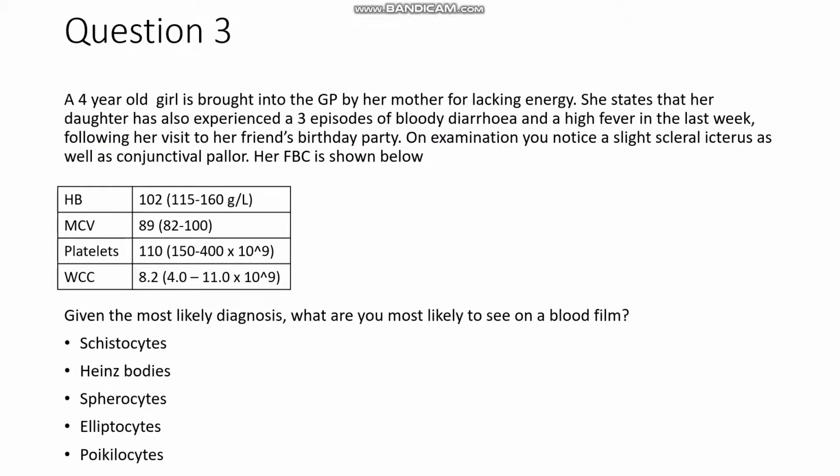So now we have a 4-year-old girl who was brought into the GP by her mother for lacking energy. She states that her daughter has been experiencing 3 episodes of bloody diarrhea and high fever in the last week following a visit to her friend's birthday party. On examination, you notice slight scleral icterus, so icterus means yellowing, as well as conjunctival pallor. Her FBC is shown below.